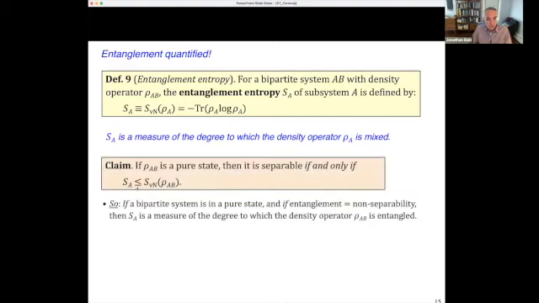Now, you can demonstrate the following claim. If rho sub AB, the density operator that represents the state of our composite bipartite system, is a pure state, then it is separable if and only if the entanglement entropy with respect to A is less than or equal to the von Neumann entropy of the composite pure state. And this indicates the following. If a bipartite system is in a pure state, and if entanglement is defined in terms of non-separability, then the entanglement entropy of one of the subsystems of the bipartite system is a measure of the degree to which the density operator of the composite system is entangled.